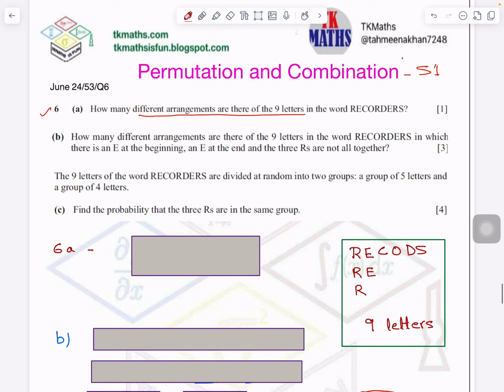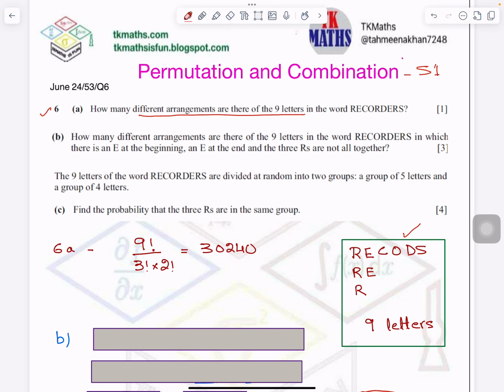There are 9 letters, but we have to see how many letters are identical and how many times they are repeated. So it is the best idea to write it separately somewhere, whatever way you want. I have written it like this, which is giving me a clear idea that there are 3 R's and 2 E's which are identical. So when I'm putting them into different arrangements, straight away 9 factorial divided by 3 factorial and divided by 2 factorial. 3 factorial because there are 3 identical R's and 2 factorial because there are 2 E's.